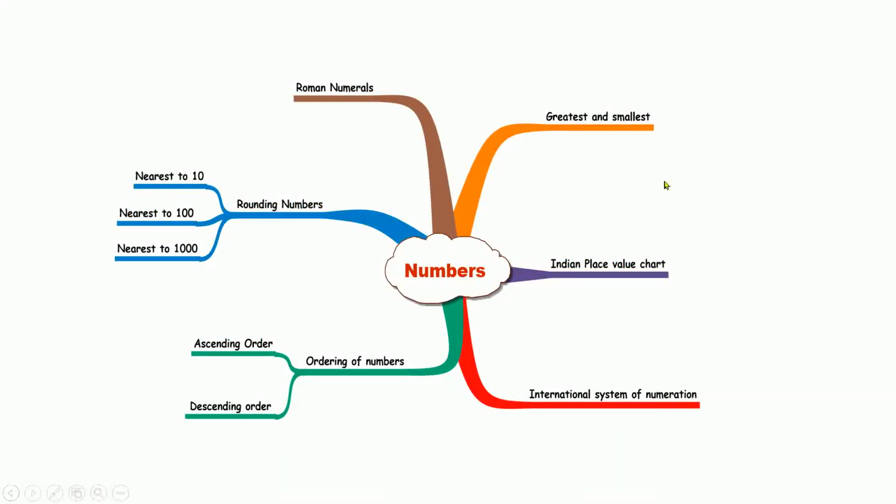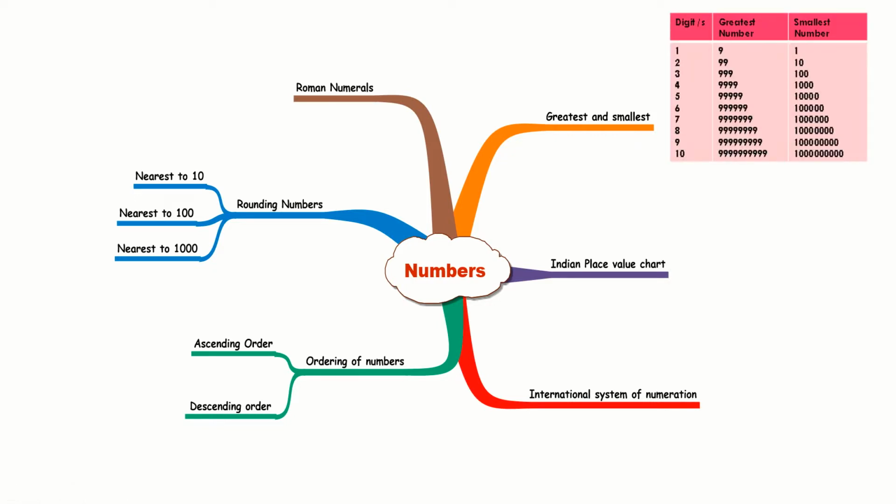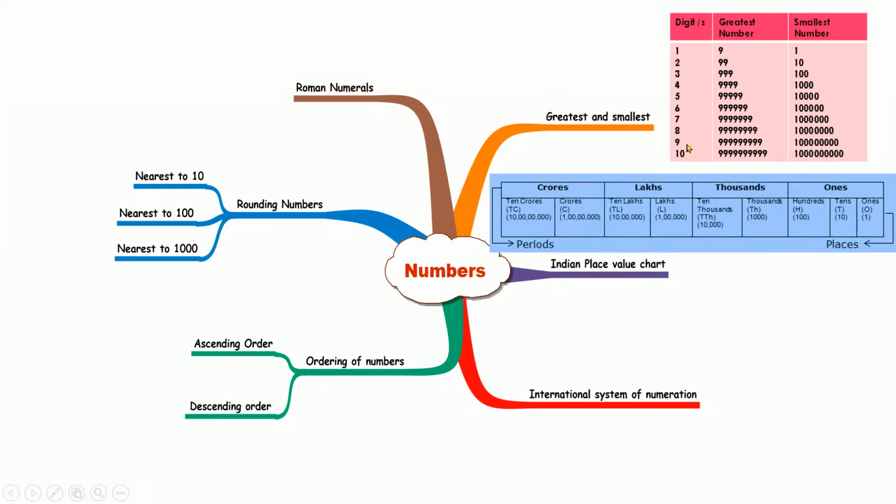The first one is greatest and smallest numbers. So, here is a table of the greatest number and smallest number, the digits from 1 to 10. Next concept is the Indian place value chart. So here is the Indian place value chart. The place value chart helps us to recognize larger numbers.